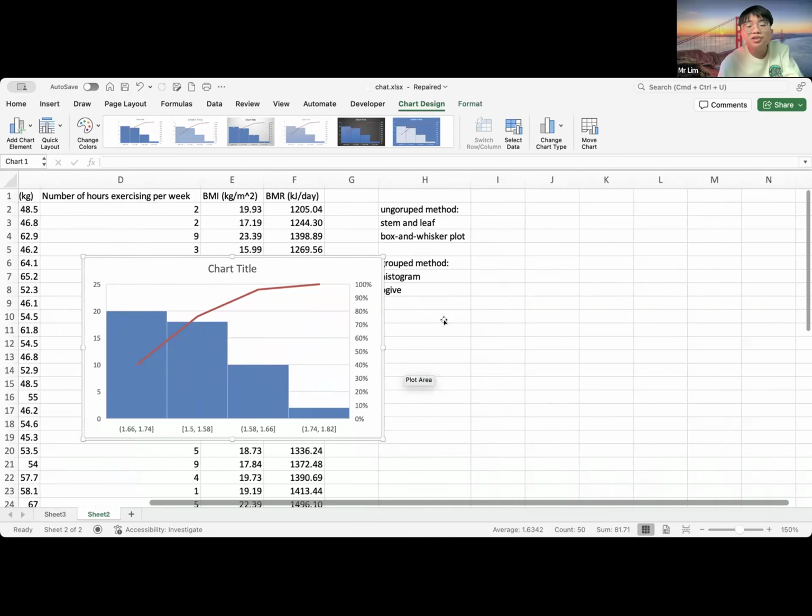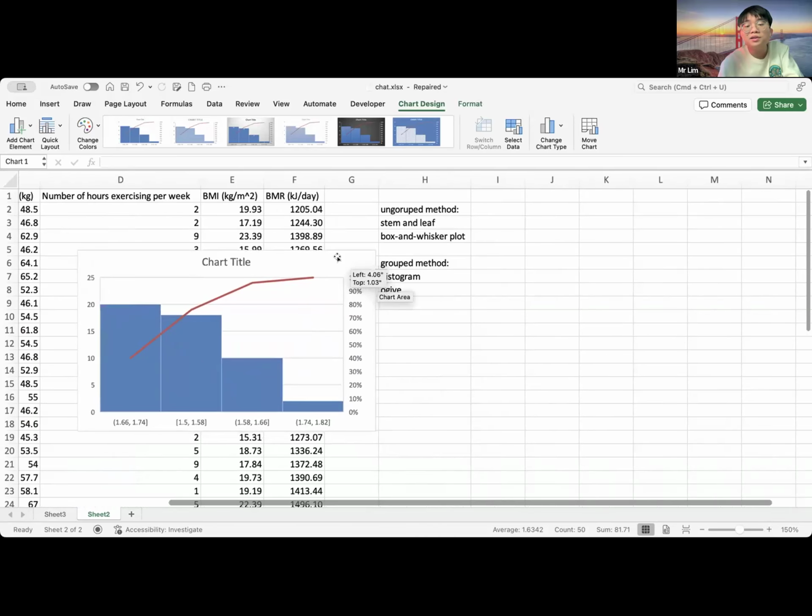If you press the recommended chart, you must recognize which one it is. This one is a histogram, but the issue is the x-axis is not proper. It's not increasing. You see, 1.66 to 1.74 should be here. So it goes like this because it assumed to represent the largest group first. Well, this is not standard at your level, so you don't do this.